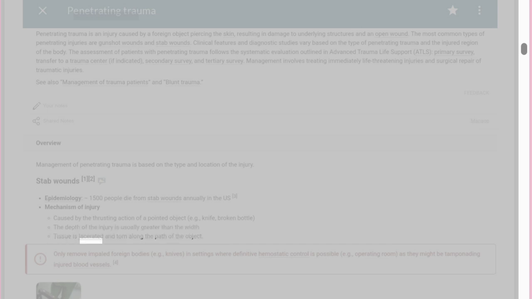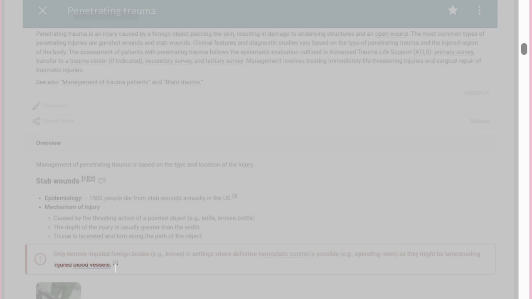Tissue is lacerated and torn along the path of the object. Only remove impaled foreign bodies, for example knives, in settings where definitive hemostatic control is possible, for example the operating room, as they might be tamponading injured blood vessels.